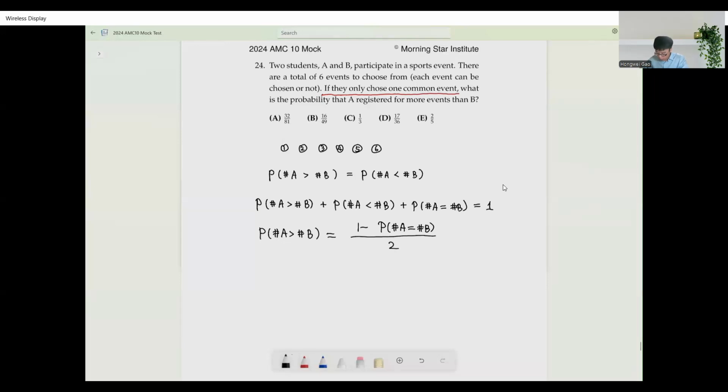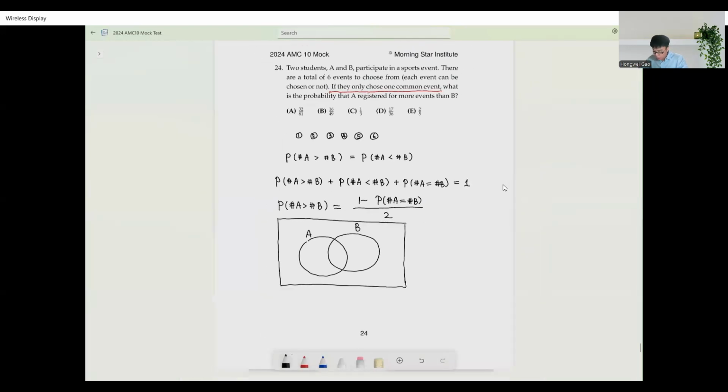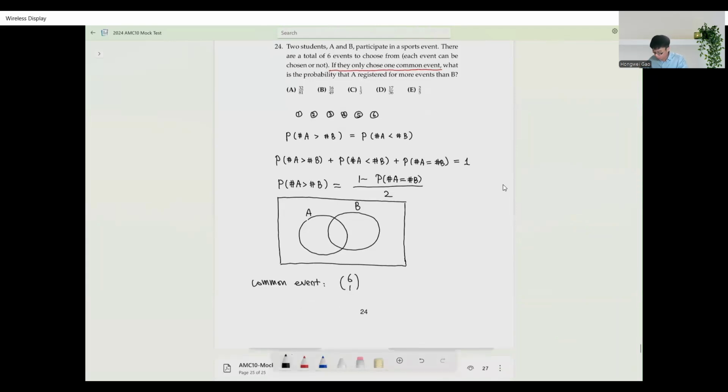So let me use a graph to denote. This is the events A registered. This is the events B registered. And this box means total cases of events, all events. Okay, now they have one common event. That's in the very center, the intersection of A and B. For this common event, there are 6 choices, so it's 6 choose 1. There are 6 cases to determine this common event.